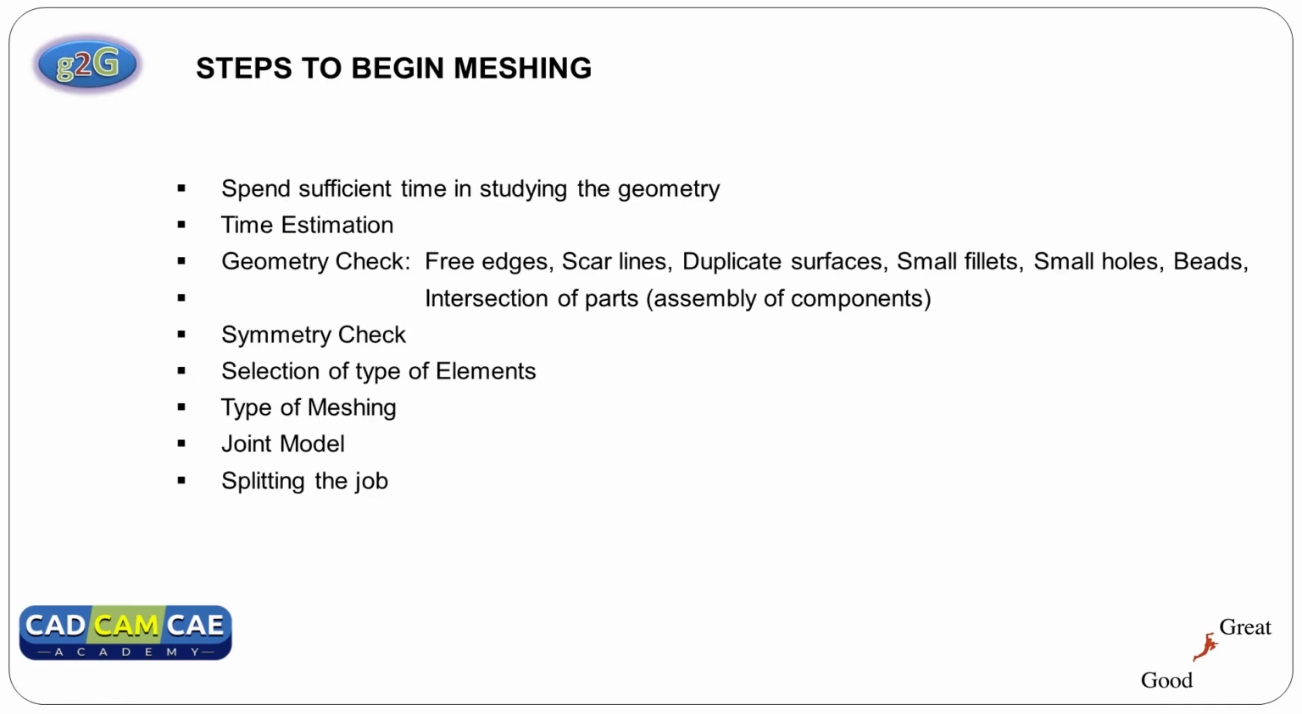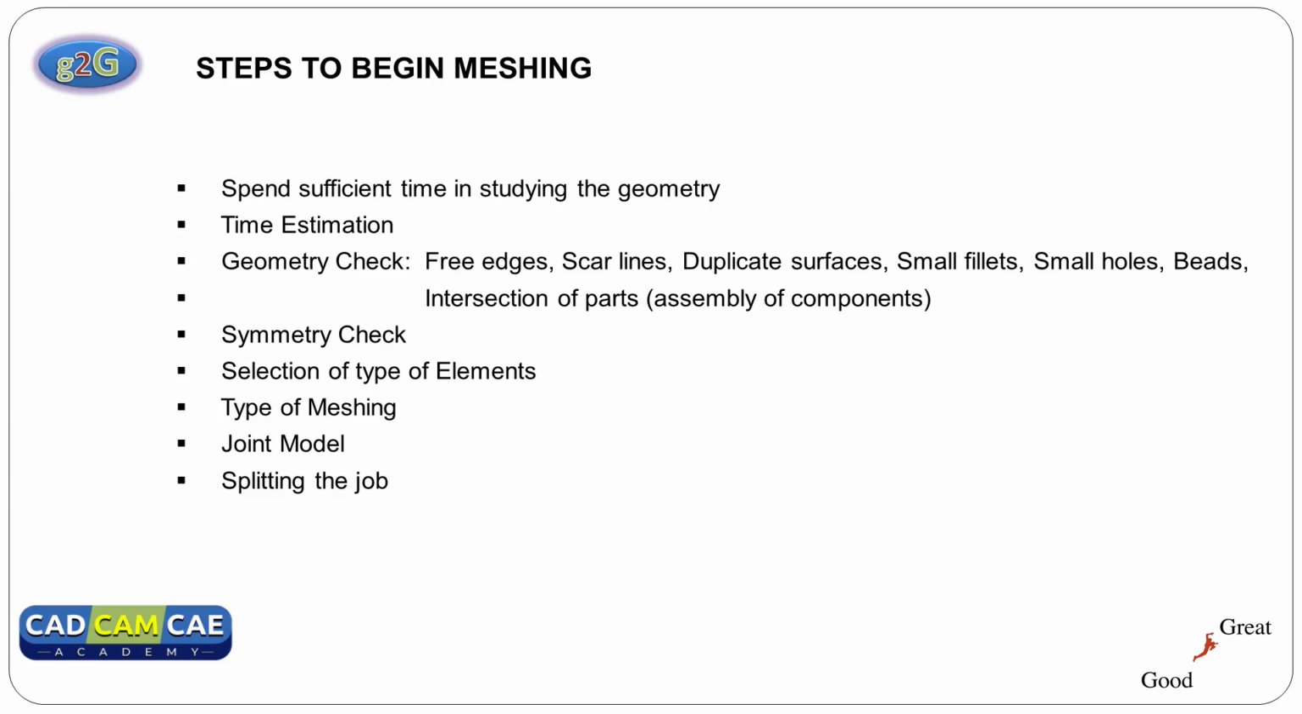So, steps to begin meshing. What will I do if I get one component for meshing? Spend sufficient time studying the geometry. How is the geometry? How are the curves? How are the holes, washers and so on? We have to study these and take sufficient time. Then time estimation. Suppose you have one complete assembly. What will be the time required to complete that assembly? And if you have 3 engineers to work on it, how will you divide it? These things need to be considered.